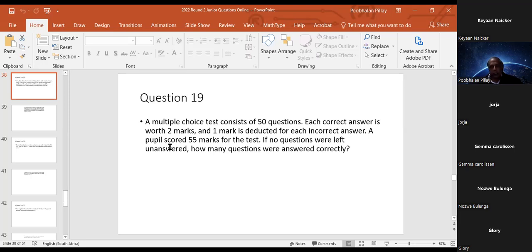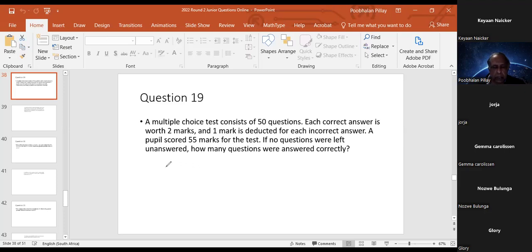So this guy, he answered every question. He wasn't scared that some of them may be wrong and he's going to lose a mark, but he realizes that if he hits the right choice, he'll get 2 marks. And if it's the wrong one, he'll lose 1 mark. So it might be better to take a guess and go for it. Now the question is, how many questions were answered correctly? So this is an interesting question.